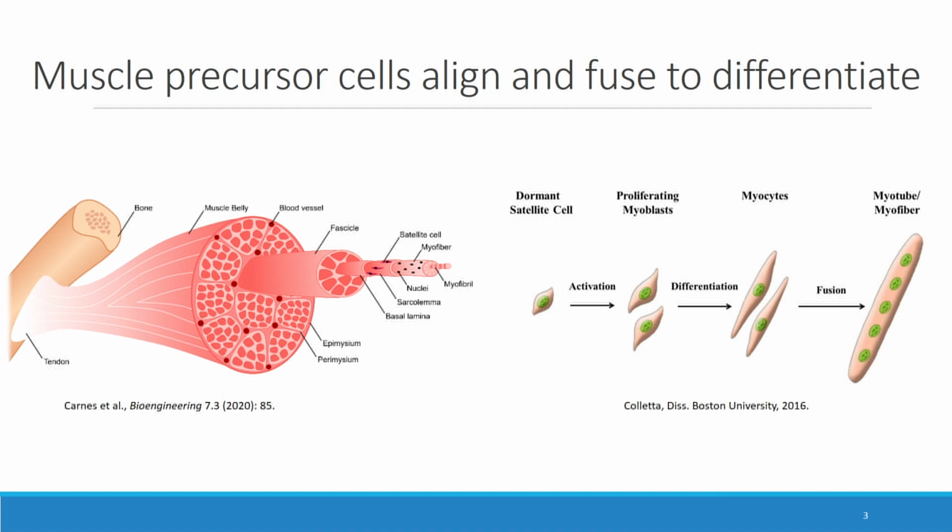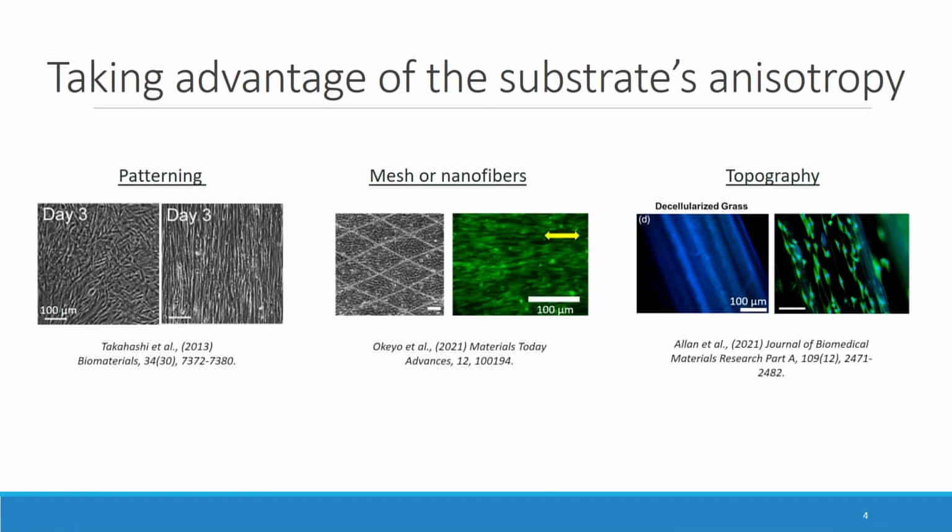To recreate muscle fibers, it's necessary to force these muscle precursor cells to align and form chains that will compact and fuse together to form these fibers. And there have been many methods to do so. First of all, in 2D, you can take advantage of the substrate's anisotropy. For example, you can pattern the substrate to have an anisotropic pattern, which will force the cells to orient in the direction of the pattern.